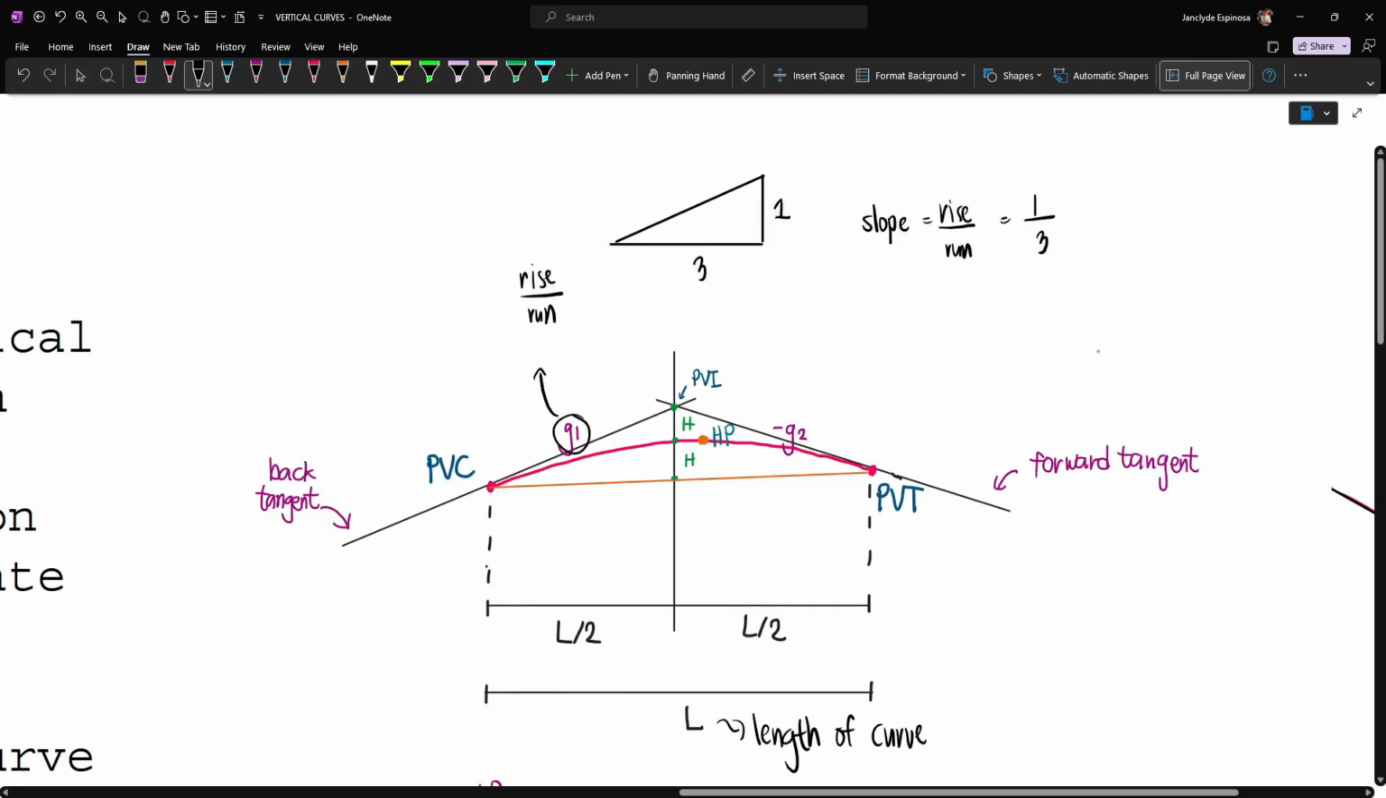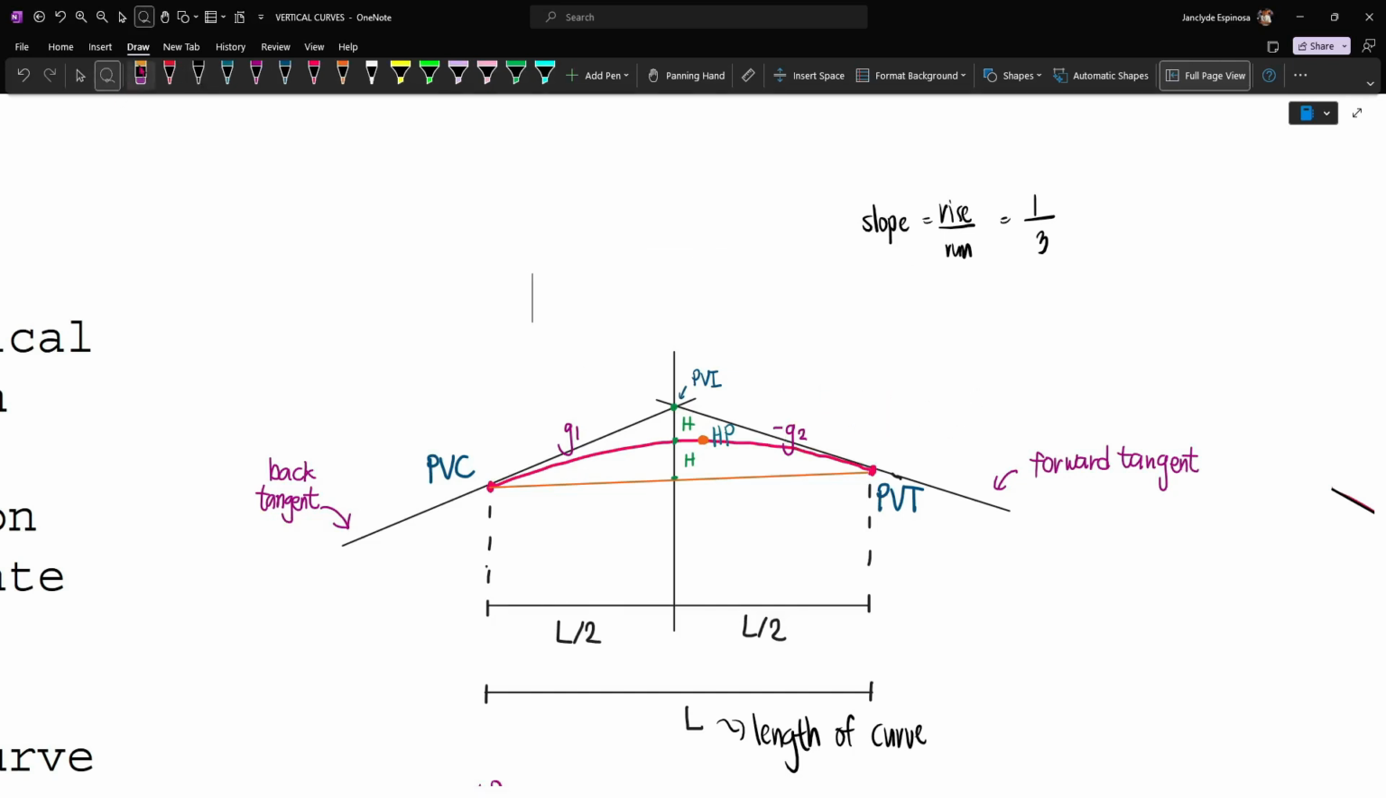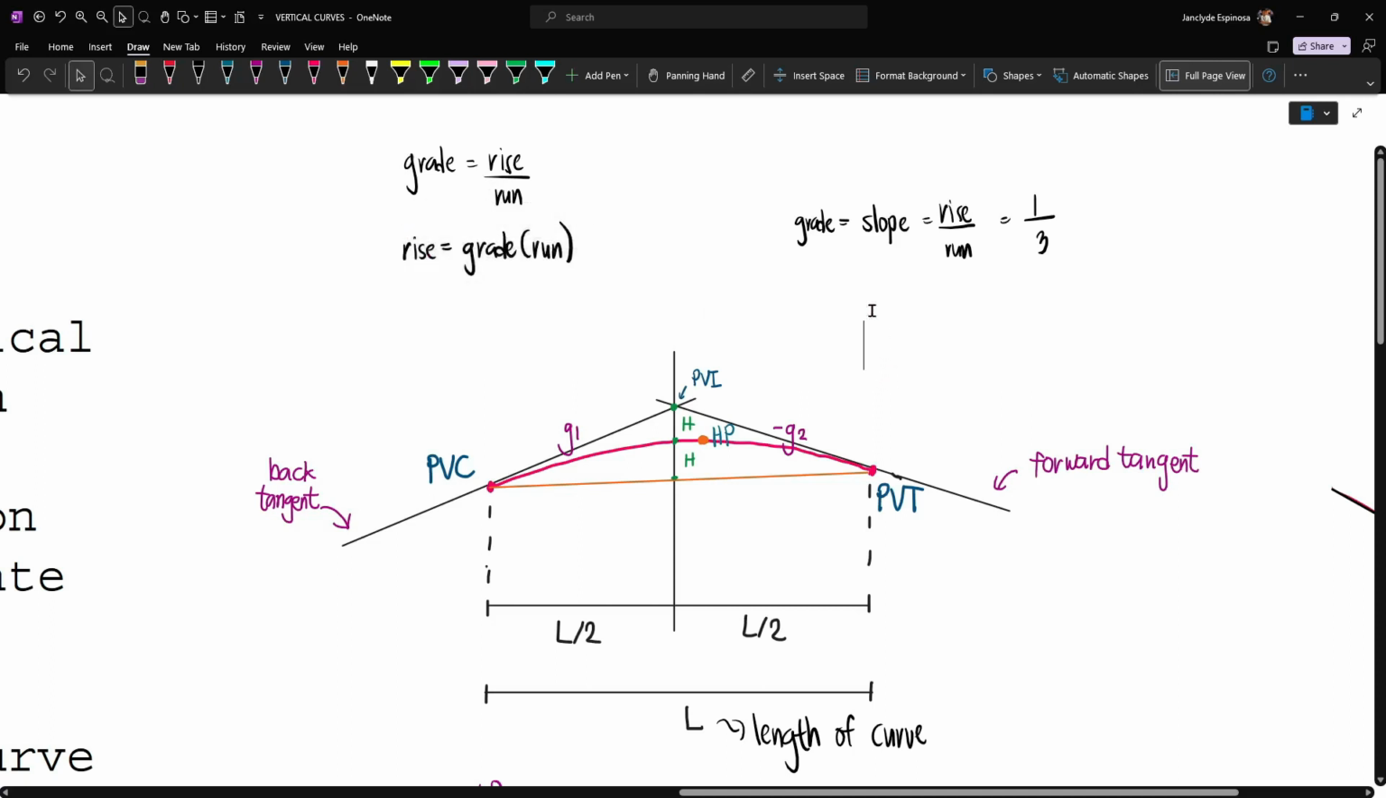However, here, G1 and G2 are expressed in percentages. And so you can usually see G1 equals 3% or G2 equals negative 2.3% and so on. These are your possible values. Since this defines the grade, this means that grade is equal to rise over run. Let's say this is y, or the height, while this is x. So we can compute the height or the rise by multiplying the grade or the slope with the horizontal distance or the run. So we have rise equals grade multiplied by run. Now we will be using this concept in deriving our formulas.